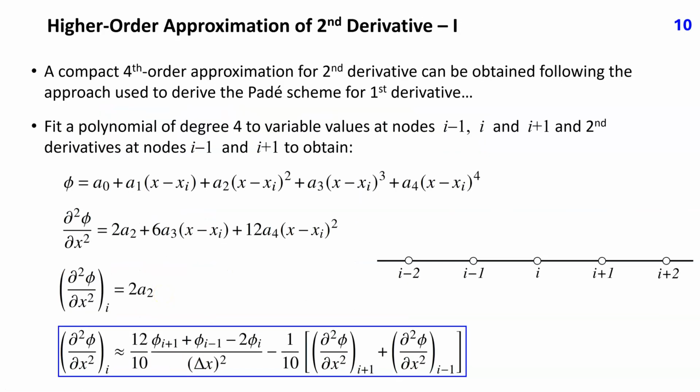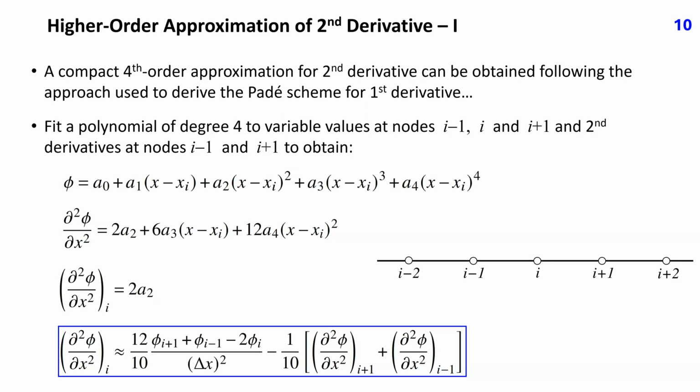A compact fourth order approximation for the second derivative can be obtained following the approach used to derive the fourth order compact scheme for the first derivative, described in detail in slides 6 and 7. The difference is that in addition to fitting the polynomial to variable values at nodes I plus 1, I and I minus 1, we fit the second derivative of the polynomial to second derivatives of phi at nodes I plus 1 and I minus 1. This is the polynomial expression, this is the second derivative of this polynomial, and this is the second derivative at node I. Because at node I we have x equal xi, we only need to determine the coefficient of a2 to obtain an approximation for the second derivative.